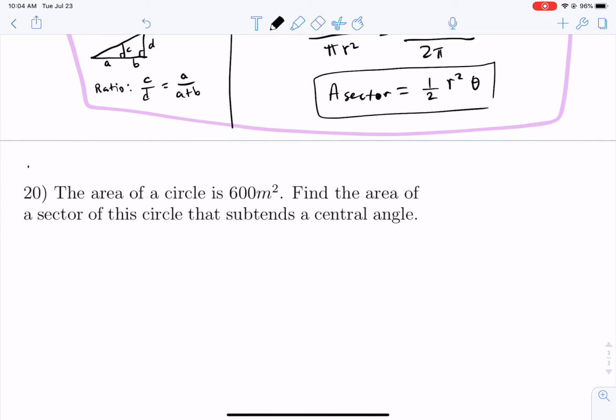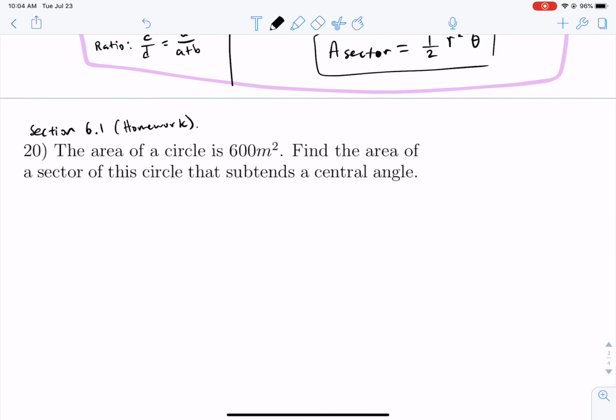This is section 6.1 homework, problem number 20. The area of a circle is 600 meters squared. Find the area of a sector of this circle that subtends a central angle. They use an equation, and this gives an area.